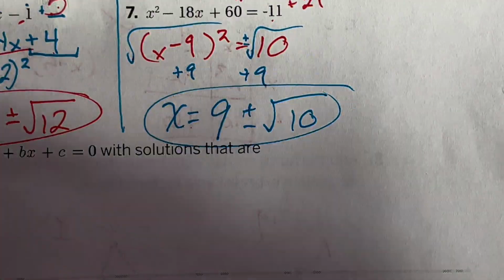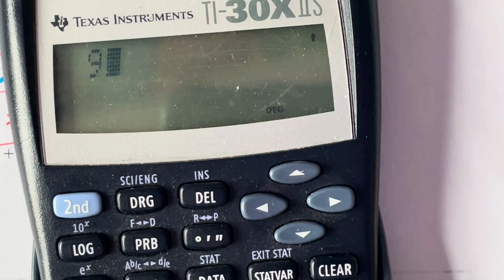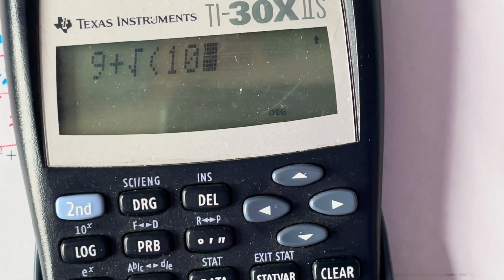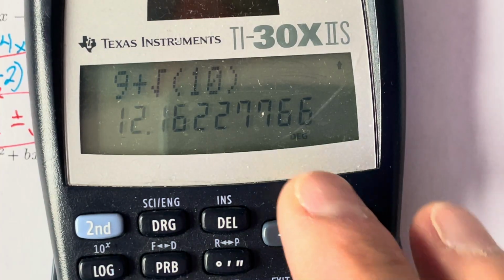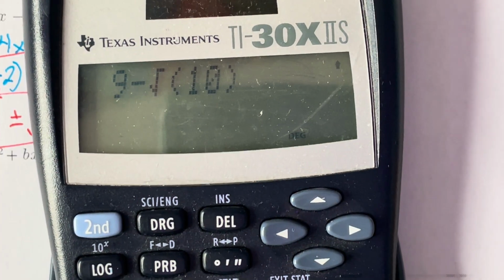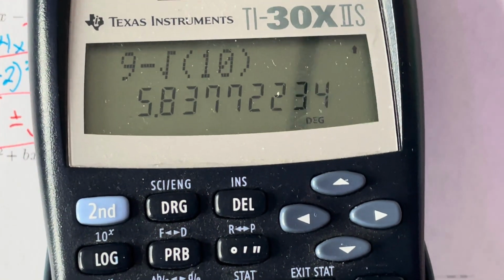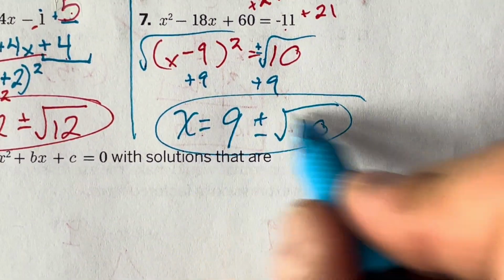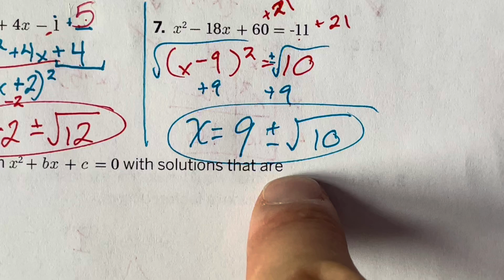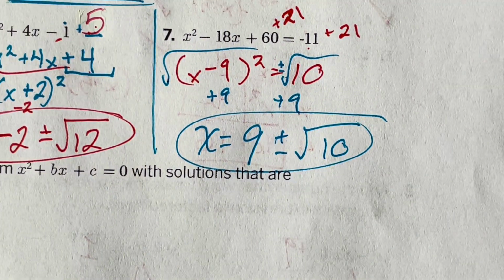Again, we have the option of putting that in the calculator. 9 plus the square root of 10 would be equal to 12.16, or subtracting the root of 10, we get 5.83. Okay, again, I could write it as those two number answers, or I could just leave it like this. Both answers are here already.